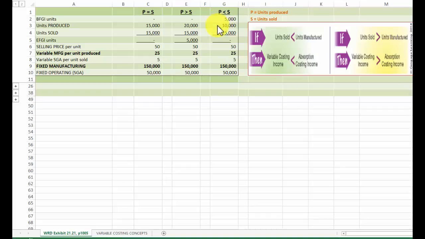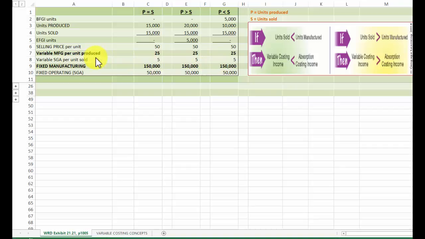The company produces 10,000 units but sells 15,000 units, so it produces fewer units than it sells, but because it has beginning inventory, it doesn't have any ending inventory at the end of the third period. The selling price is $50 for each of the 3 periods. The variable manufacturing costs for direct labor and direct material are $25 a unit for each of the 3 periods. The variable selling, general, and administrative expenses are $5 each period.